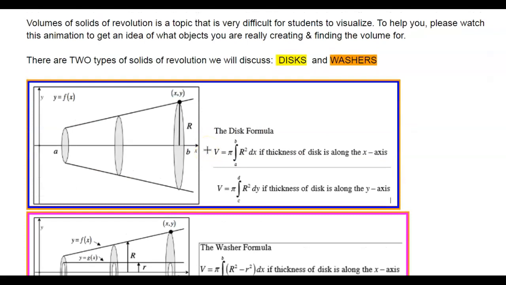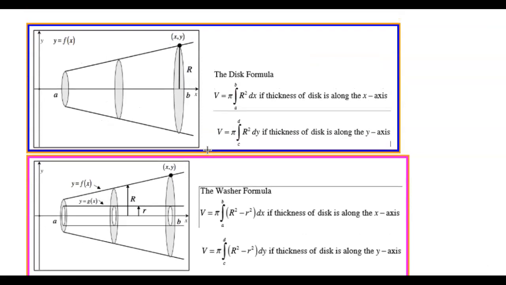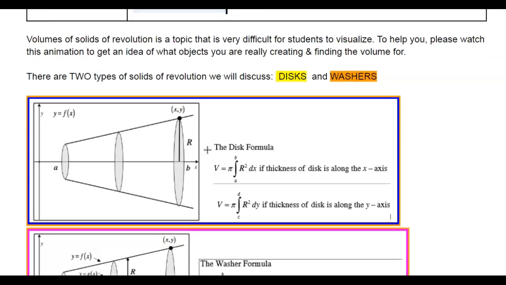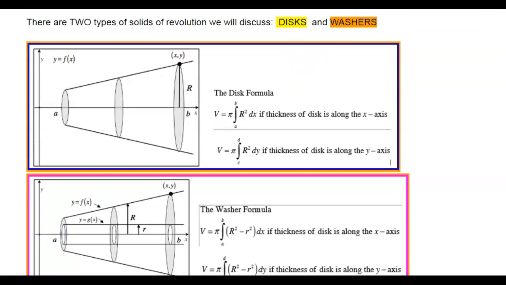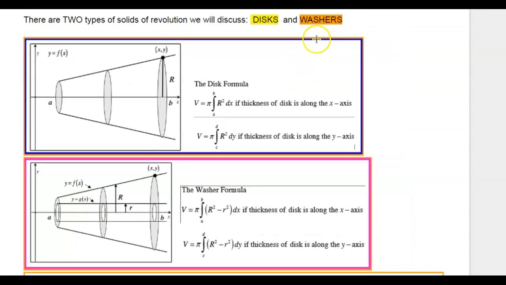All right. So, the discs and the washers, these are the two types. And they look very similar because they are. So the way it happens, the main difference between a disc and a washer is a disc, which is on top. This one is a washer.